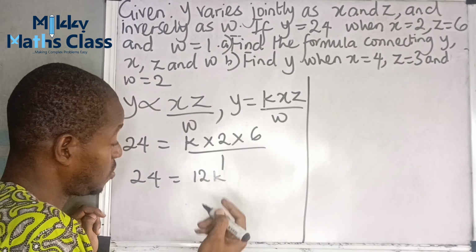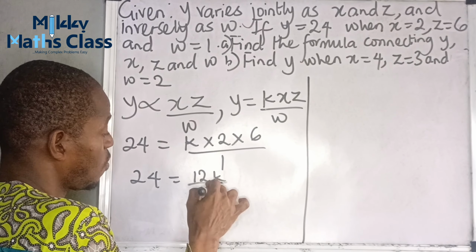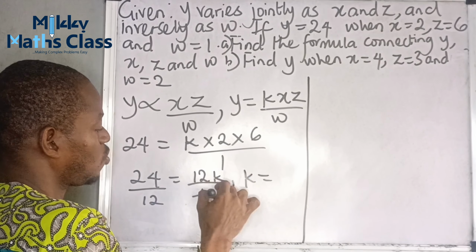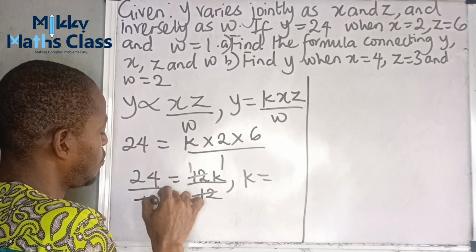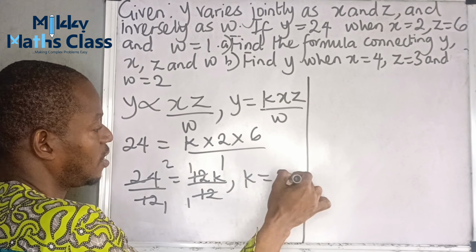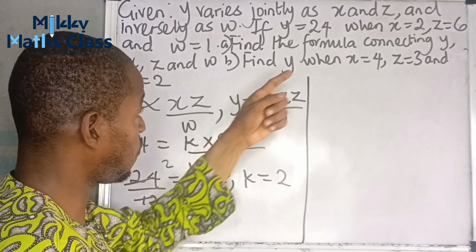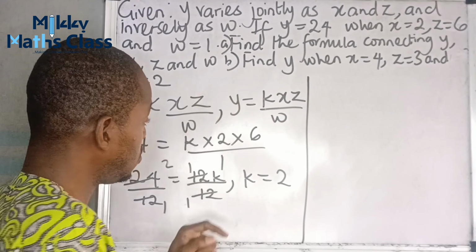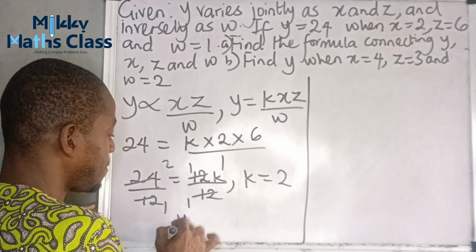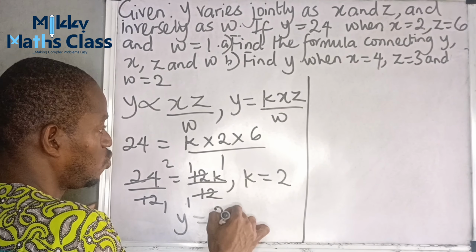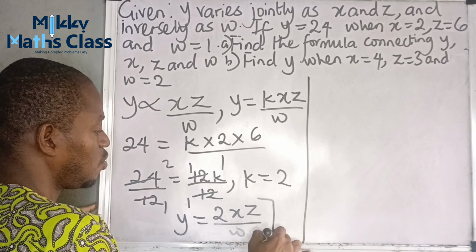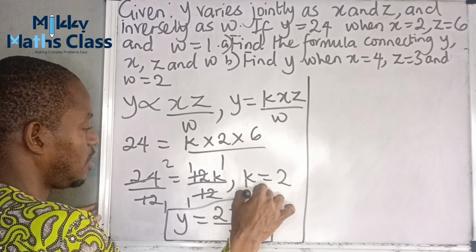Anything over 1 is that number. So we divide both sides by 12. So our k is equal to 24 over 12, we cancel here. 12 here 1, 12 here 2. Our k is 2. So the formula connecting y, x, z and w is y equals 2xz over w. So this is the formula connecting them.